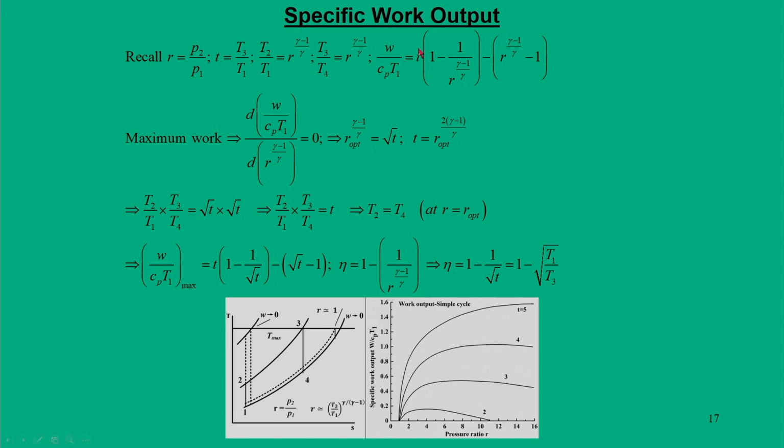So, let us recall that we were going to find out the condition at which maximum work output can be obtained. So, first thing, from our previous analysis we have pressure ratio R, temperature ratio T, and isentropic relations between T2 and T1, and T3 and T4, as a function of pressure ratio. And also we have this non-dimensional form of specific work. So, to have maximum work, we have to differentiate this W by Cp times T1 with respect to this particular parameter, that is R to the power gamma minus 1 by gamma.